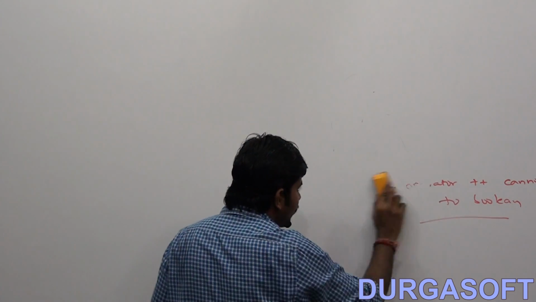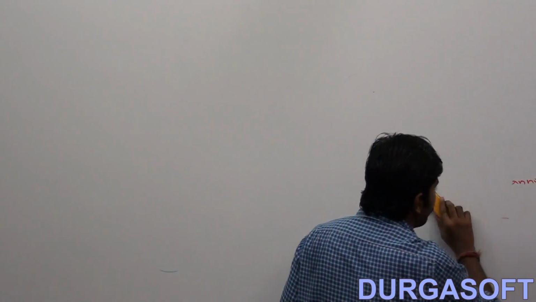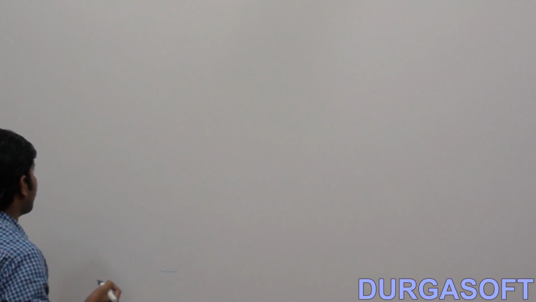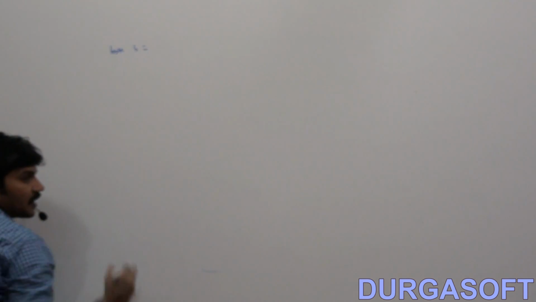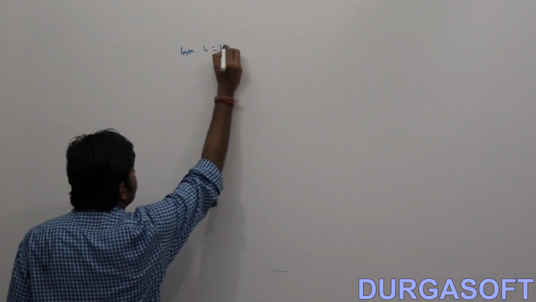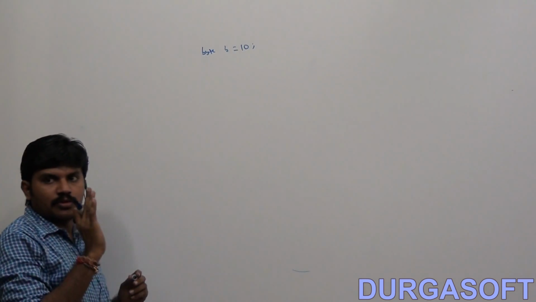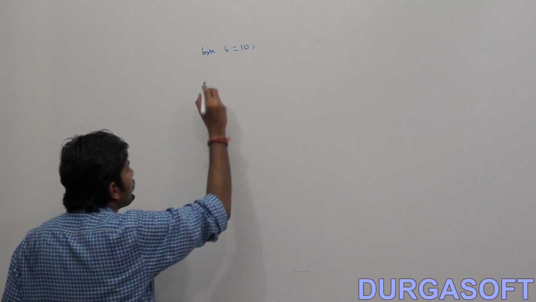Now the next one, a bit more important part. Here, think a bit carefully now. Byte B is equal to 10, I am taking.